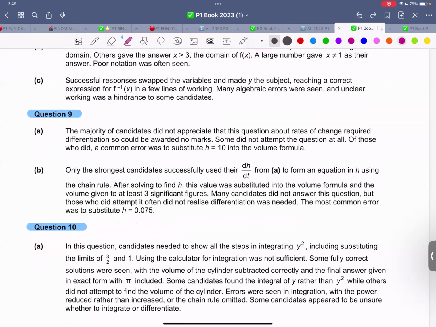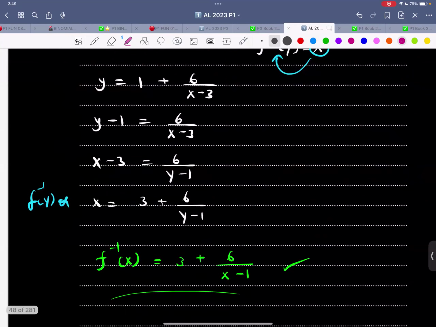The way that I have taught you, just follow that, reaching a correct expression for f inverse x in a few lines of working. Many algebraic errors were seen. Unclear work was a hindrance for some candidates. Before the examiner, they themselves are hindered. Let's move to the next question.